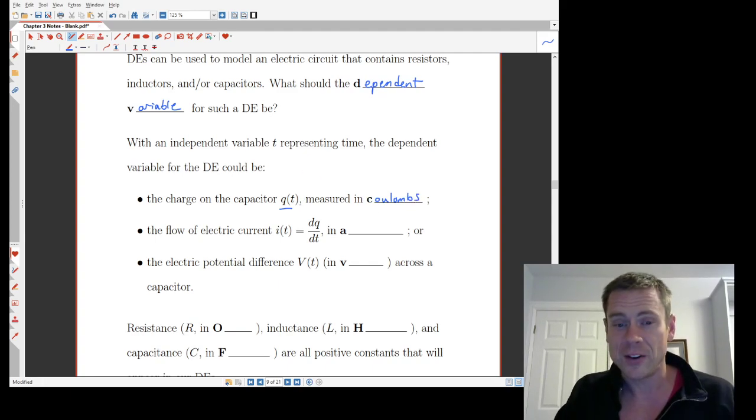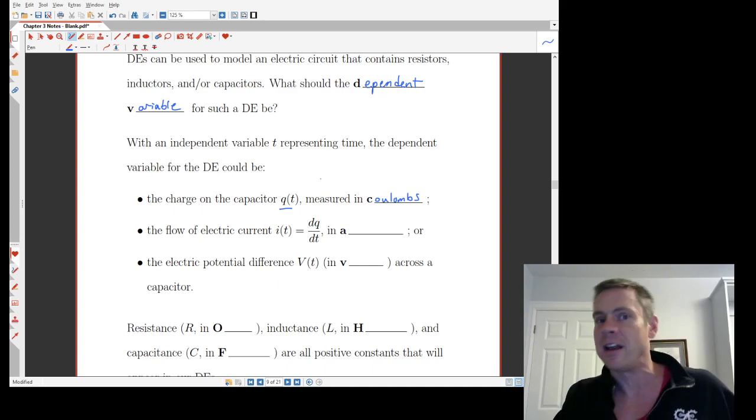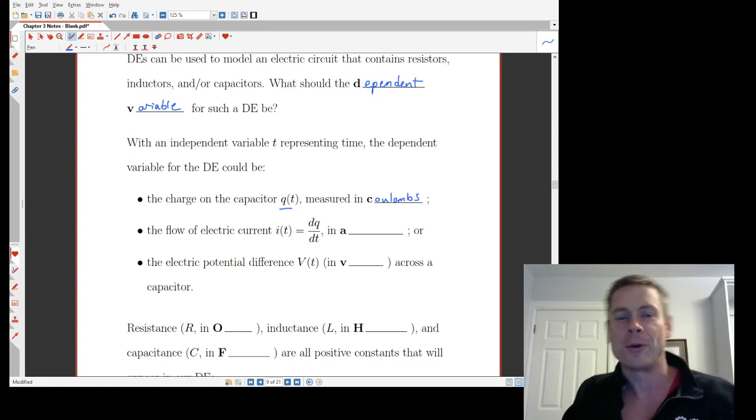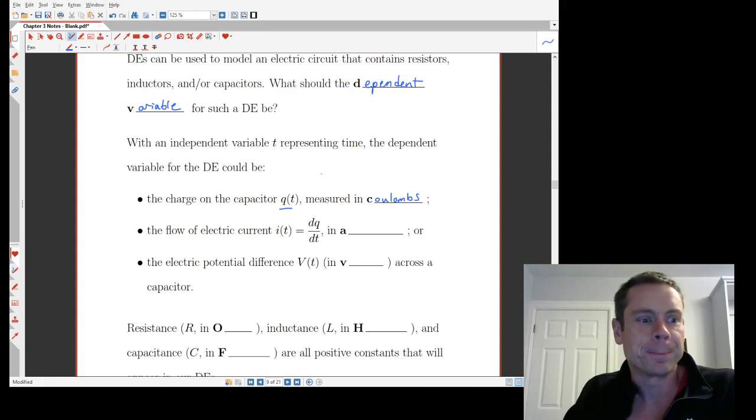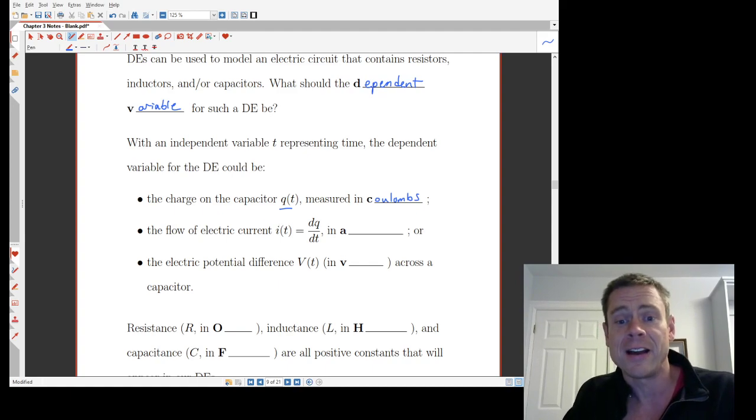Don't worry about units very much either, because as we set them up, you shouldn't have to do any manipulations or conversions or anything like that. I will make sure that things are in a non-stressful format where you don't have to do anything but manipulate some numbers, okay? You could have a dependent variable that's the flow of electric current, I of t.